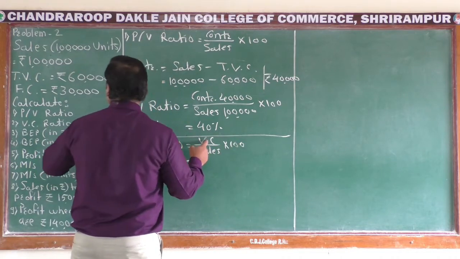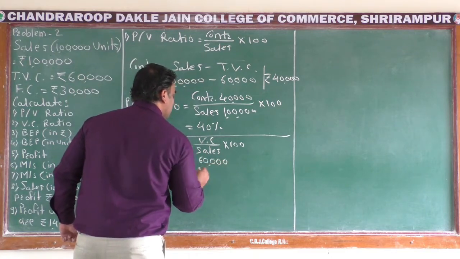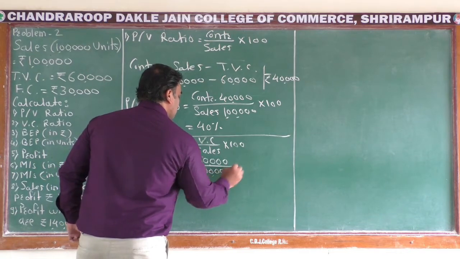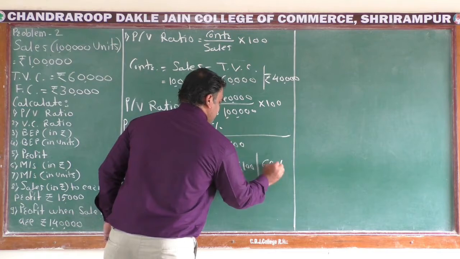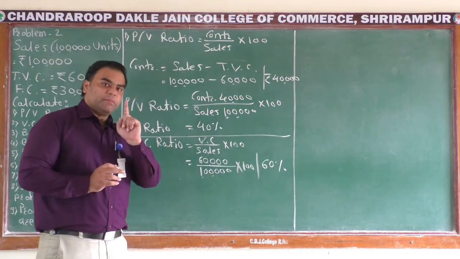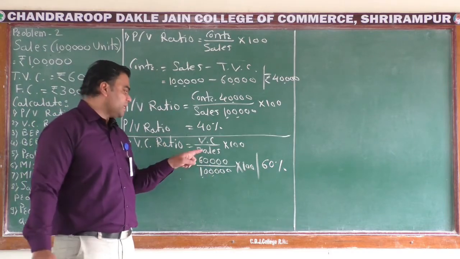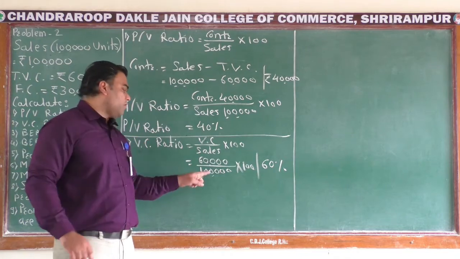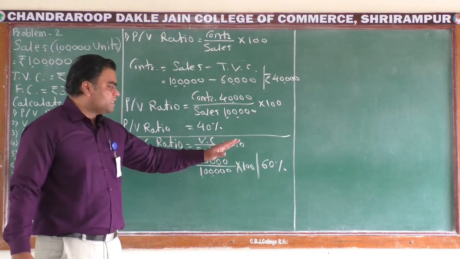So here variable cost, which is rupees 60,000, divided by sales 1 lakh, into 100 is equal to 60%. Variable cost ratio is 60%. It means variable cost is 60% of sales. You can see variable cost is 60,000, which is 60% of the sales 1 lakh. That's why variable cost ratio is 60%.